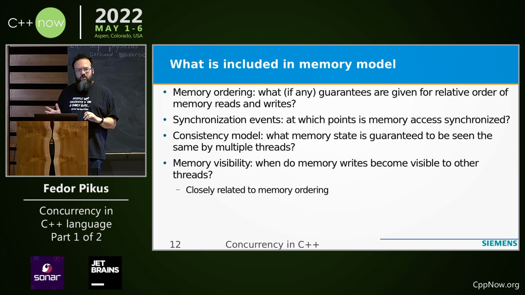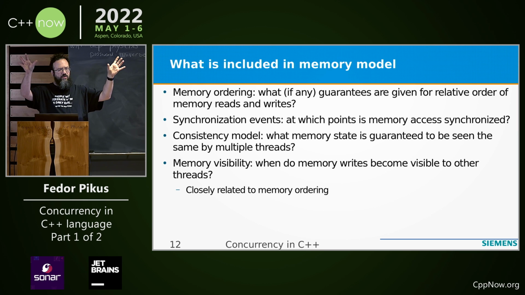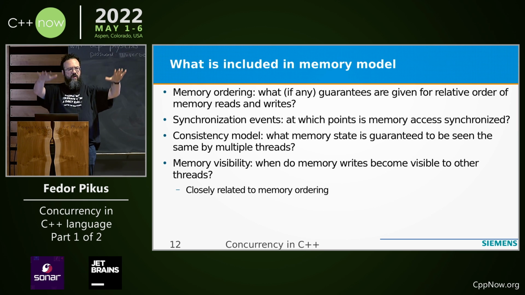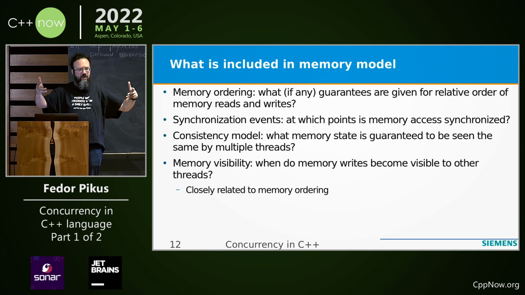So what do we have? What does the memory model consist of? The guarantees on the order of memory operations, reads and writes. Synchronization events, at which points the memory access is synchronized. What's called consistency model. I have two threads running on two CPUs. They're both scanning the memory and reading the data out of memory and reporting to me on what they saw.